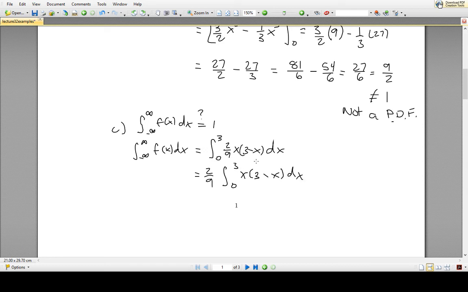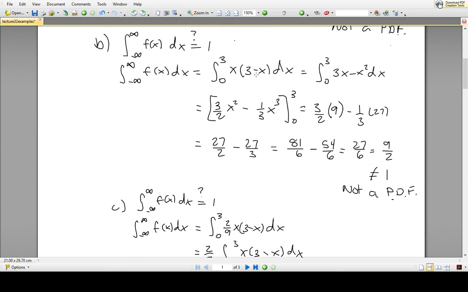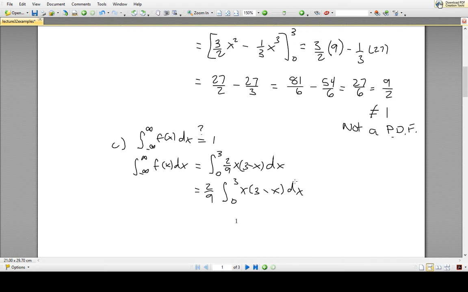And if we notice, this integration here is precisely the integration we carried out in part B. So rather than do all that work again, what we notice is this integral from 0 to 3 of x times 3 minus x is actually equal to 9/2. So this is equal to 2/9, because we pulled the 2/9 out. And then that whole integral, if we want to repeat all the steps we did in part B, what we find out is that that is equal to 9/2. And if you multiply 2/9 times 9/2, that's 18 over 18. So that's equal to 1, so that's good.